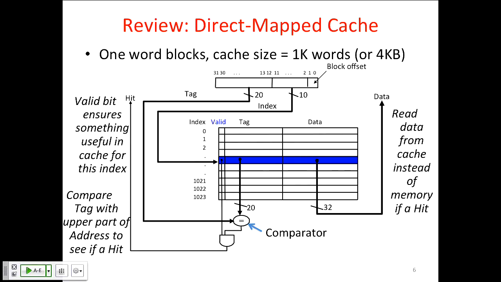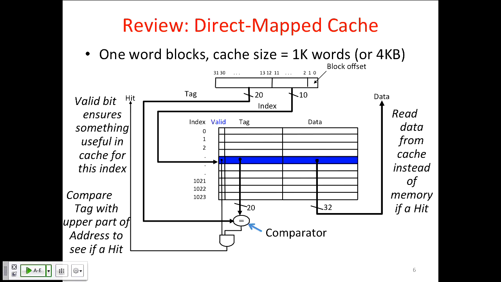You can then forward this read data from the cache to the processor instead of going to main memory. And that's the good case, right? You got a hit, it's in the cache, things run fast. Remember, this structure in this case is only 1K entries, each with 4 bytes. So this is a 4 kilobyte cache, a 4 kilobyte direct map cache.